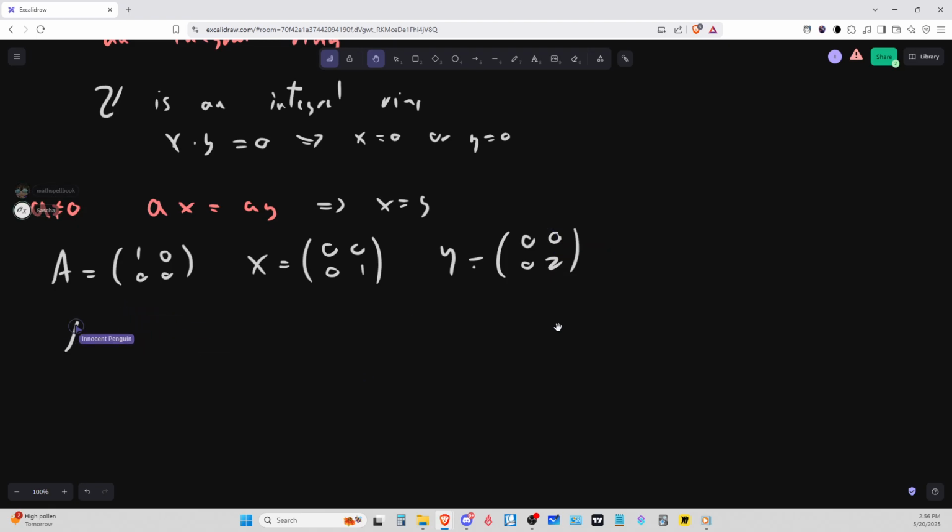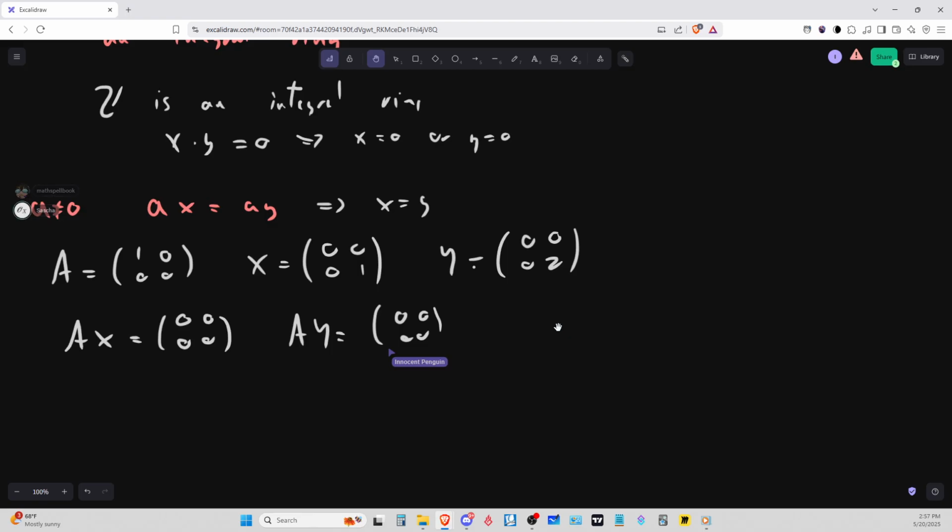And now let's have a look at A times x. So what is this, guys? Let's see, so multiply that. I think it's 0 all around. Yeah, exactly. And for A times y, that's basically the same thing. We just scaled it a little bit by 2, so we get the same thing. We also get the 0 matrix.